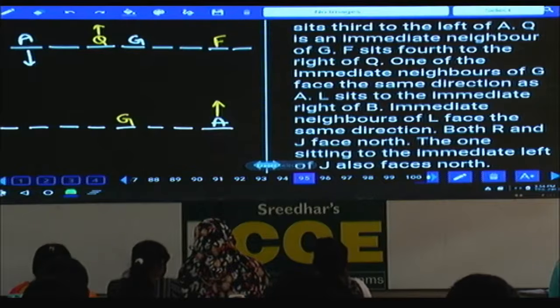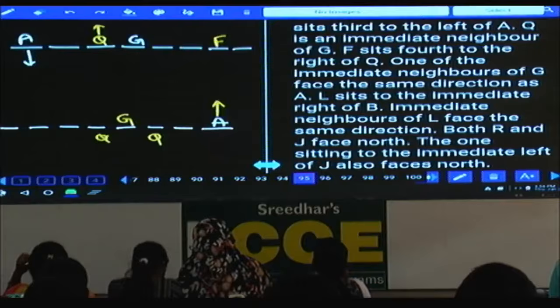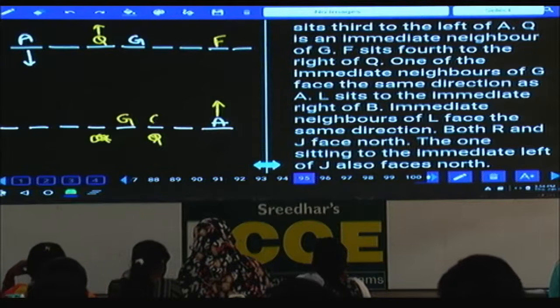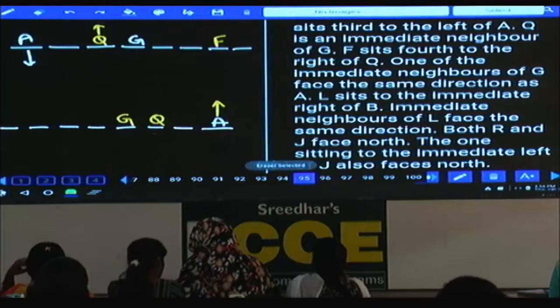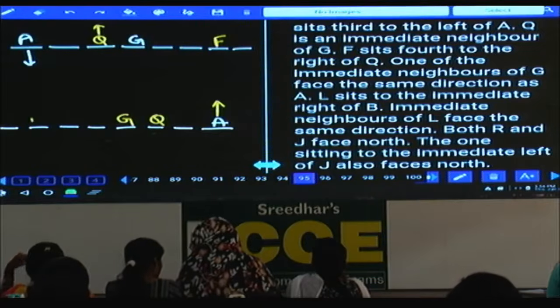Again, coming back to this one. Now Q is an immediate neighbor of G. But if Q is here, F, 4th to the right hand side of Q, is not possible. Hence Q must be here. If Q is here, then F is 4th to the right hand side of Q. 4 to the right, 1, 2, 3, 4, F must be at this place. And F is here.